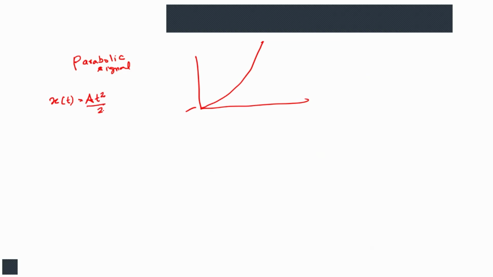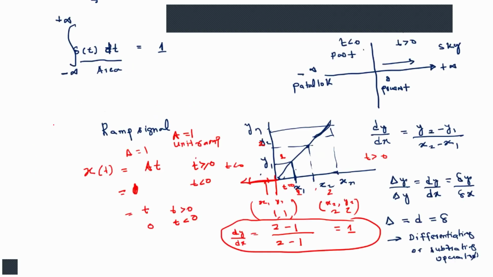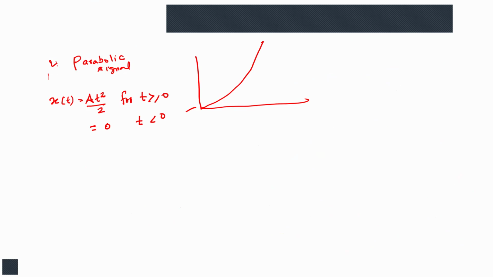Now let's discuss the parabolic signal. The parabolic signal exists like a parabola, like this, and the value of the signal x of t is given by a t square by 2. Again this signal does not exist for previous values; it exists for t greater than or equal to 0, and the value of the signal for t less than 0 is 0. Now these were some primary signals, and we have discussed three, this was the fourth.